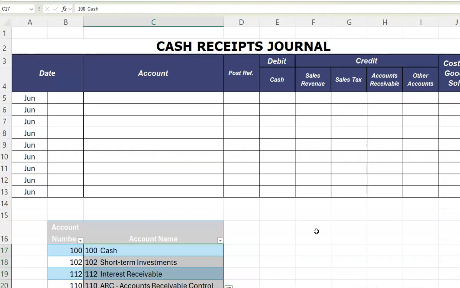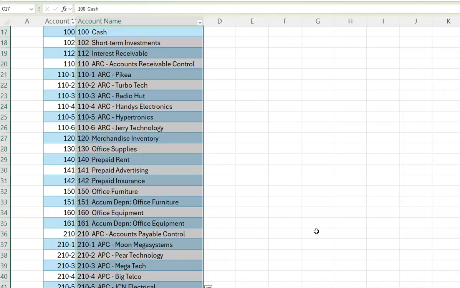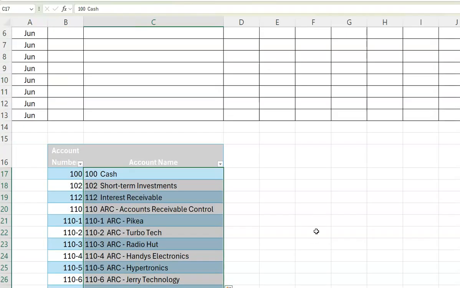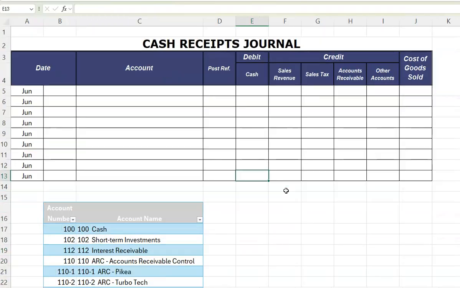The cash receipts journal is anytime cash comes into the company. Let me make that a little smaller. There's going to be a debit to cash and a credit to one of these other accounts. Always sales revenue, sales tax payable, and accounts receivable.